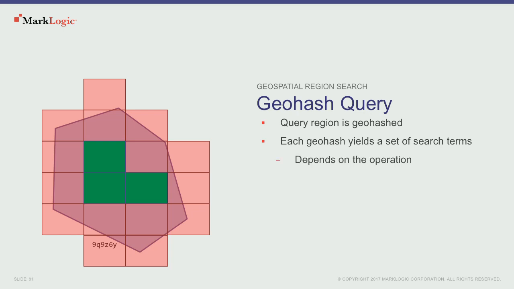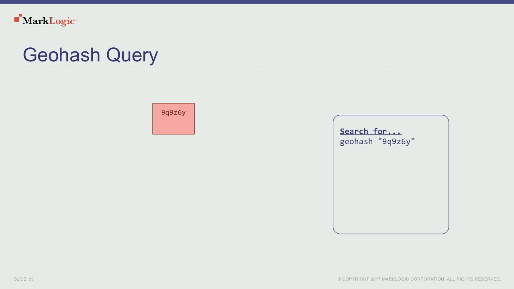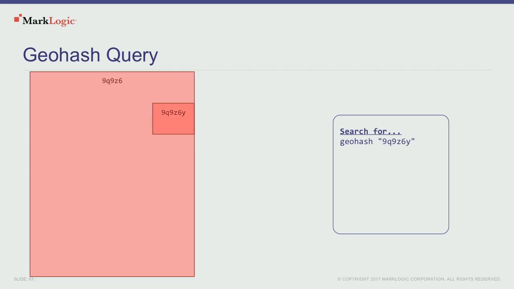Now, the set of search terms will be different depending on the different operations. Intersects will yield a different set of terms than contains, and so forth. In this case, we were doing an example intersects query. Let's focus again on this 9Q9Z6Y geohash. First of all, if the document contains that exact geohash, that indicates a possible intersection. So we'd want to search for that. But additionally, there are other geohashes that could indicate possible intersections.